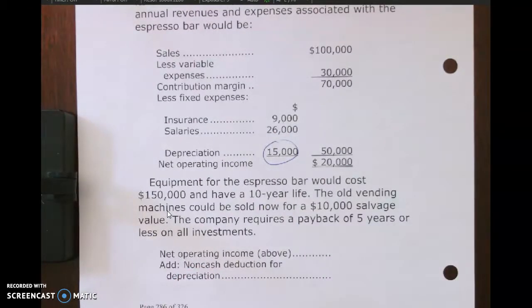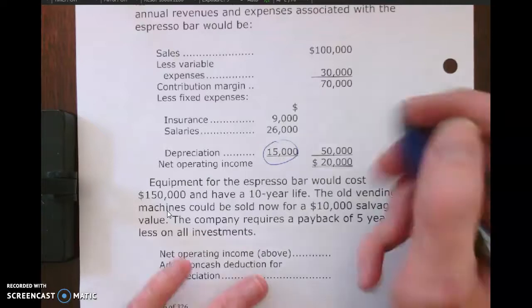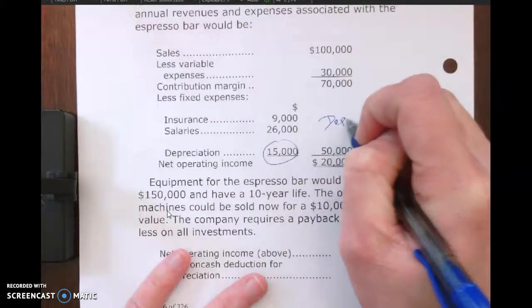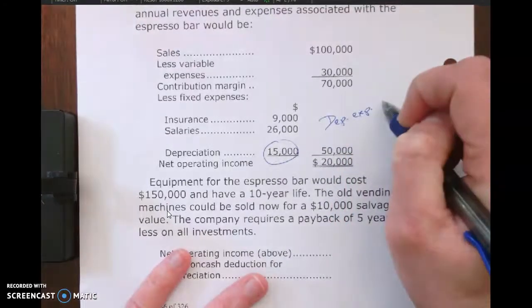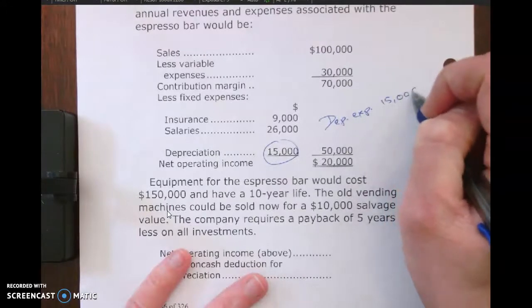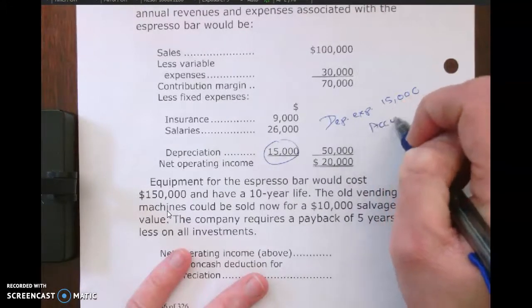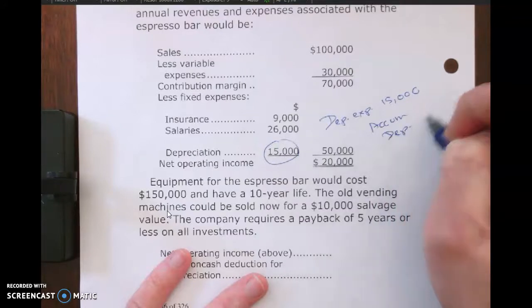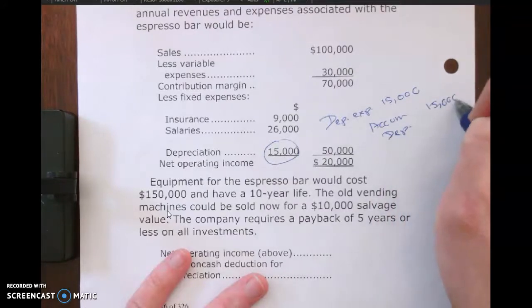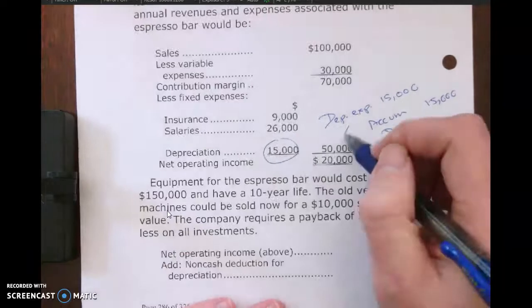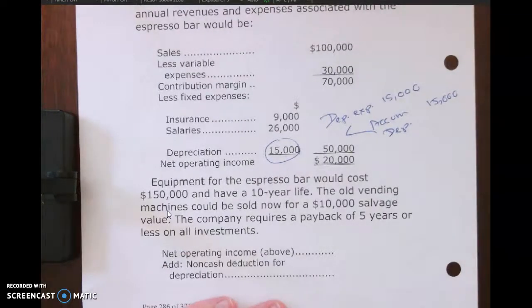If you think about what the journal entry for depreciation is, remember it's debit depreciation expense, and I'll just do it for $15,000 over here, and then it was a credit to accumulated depreciation for $15,000, okay? There's nothing to do with cash here. No increase to cash, no decrease in cash. Depreciation is a non-cash expense. It's a non-cash expense, okay?